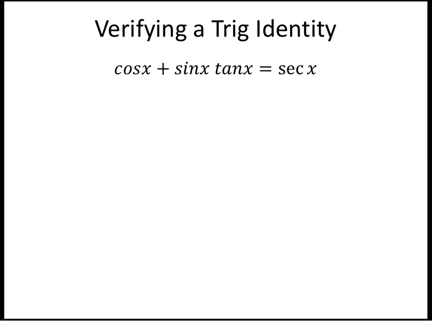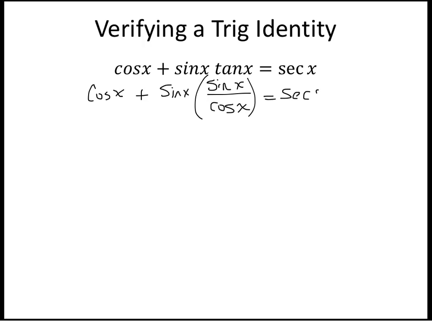So here's our first identity. We want to verify that cosine of x plus sine of x times tangent of x equals secant of x. Remember, I said we want to start with the most complicated side of the equation because it's got the most to work with. And then you're looking and you're saying sine, tangent, cosine. Well, I know that tangent is sine of x over cosine of x, right? And I'm multiplying that by sine of x and adding cosine of x to that, right? And so secant of x will be over here.